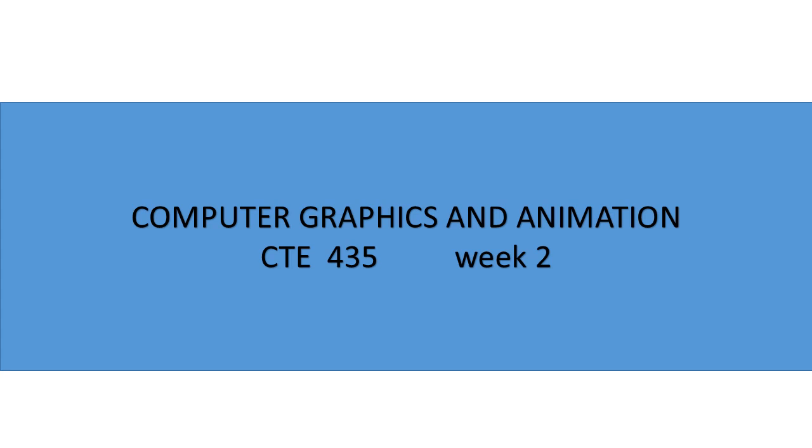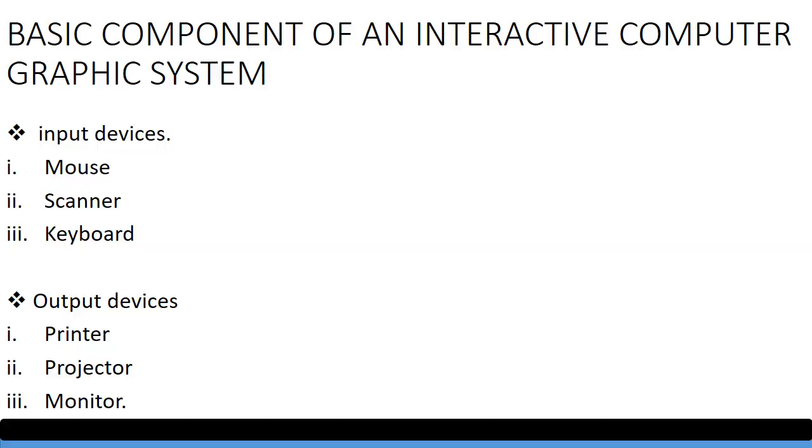Our course title is known as Computer Graphics and Animation. Our course code is CTE 435 week 2. So, basic components of interactive computer graphics. As we said earlier, they are active. We have input devices. Under input devices we have mouse, scanner and keyboard.